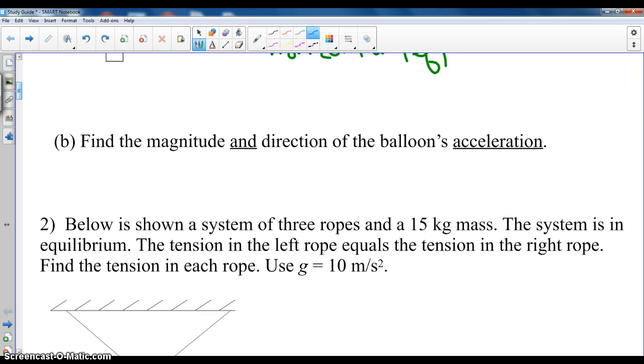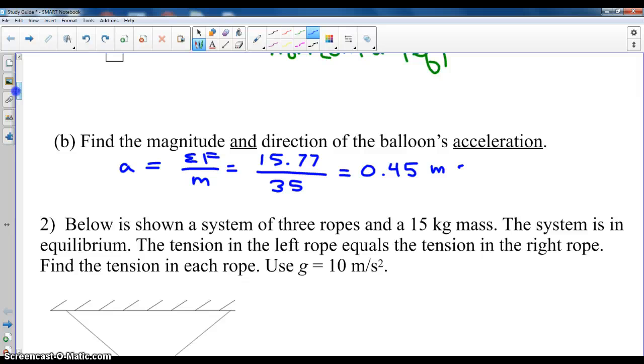Okay, find the magnitude and direction of the acceleration. We know the acceleration is equal to the total force, the net force, divided by the mass. So you take the unrounded total force, which was 15.77, divide by the mass, and what do we get? We get 0.45 meters per second squared.